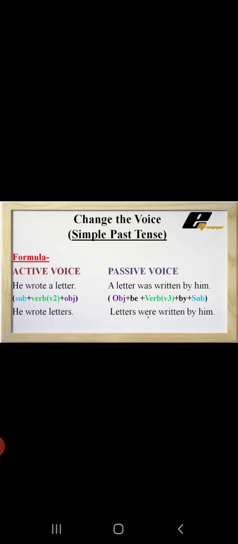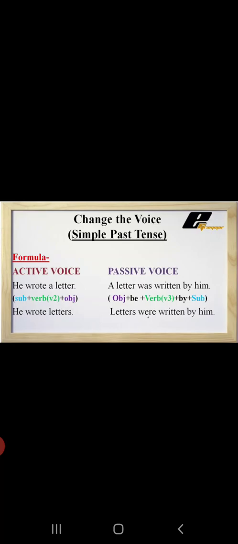Okay, then now we will see whether was will come or were will come. For that we have to see whether our subject is singular or plural. As you can see, a letter is singular, so we have used here was. So see the structure of the sentence: a letter was written by him.